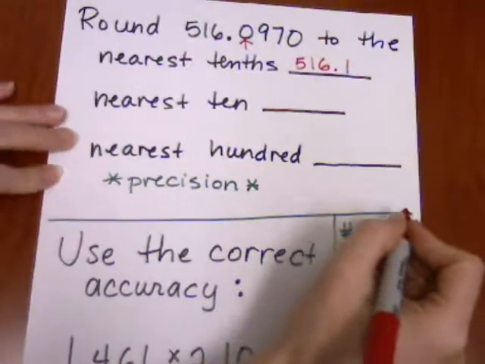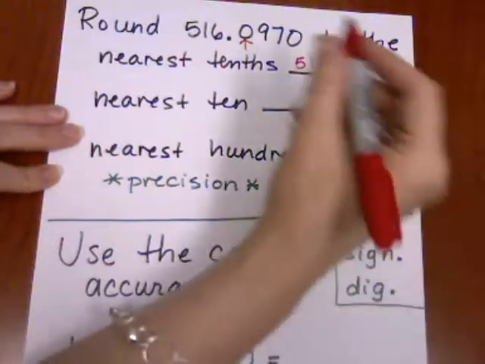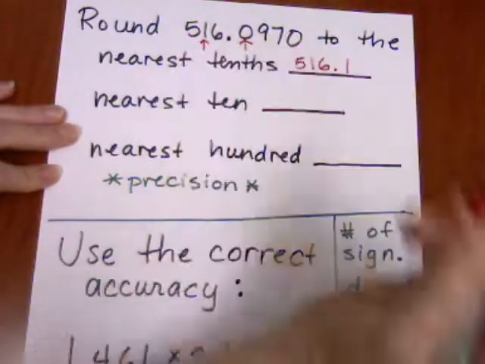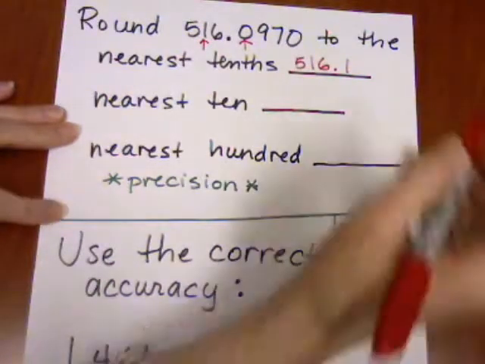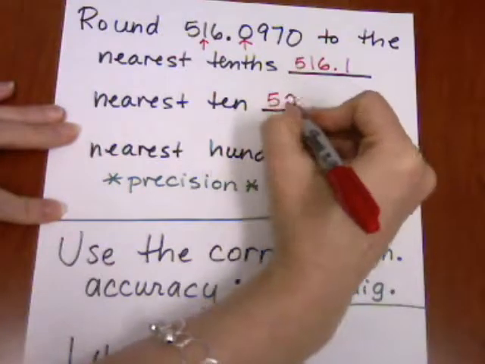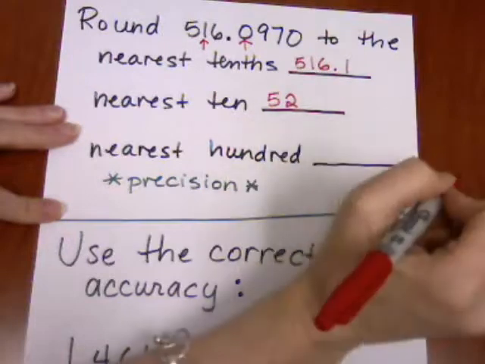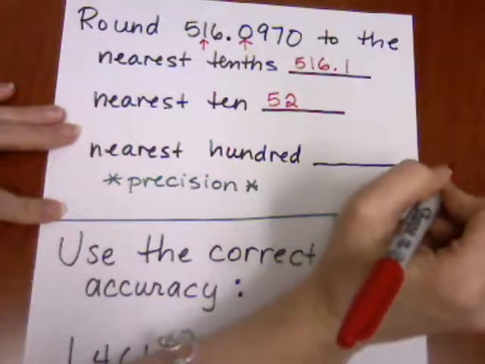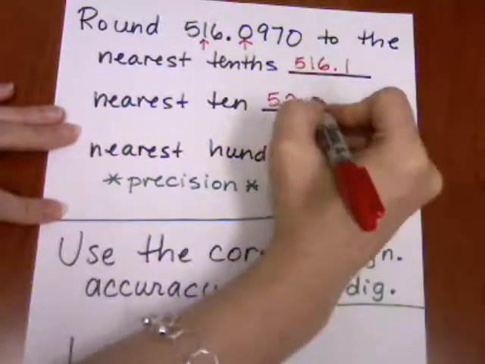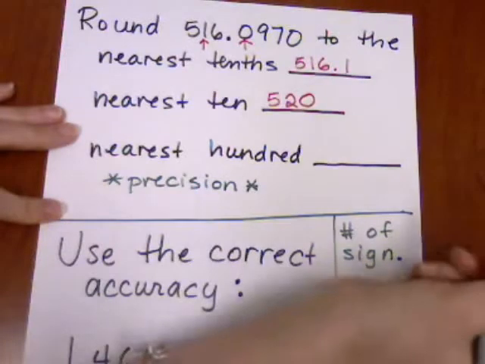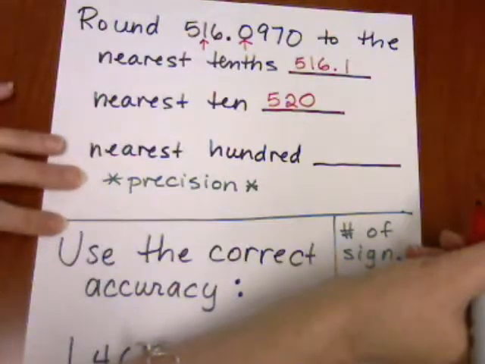When I write the nearest 10, that is different because it does not have the th on the end. I need to look at the tens position, which is this one. Look to the next number, which is a 6. Round it up. So I'm going to write a 5 and round the 1 up. But I need it to look close to the size of the number I had. 52 is nowhere close to 516.0970, but it is close to 520. So essentially you're rounding the 16 up to a 20, and now it's been rounded to the nearest 10.